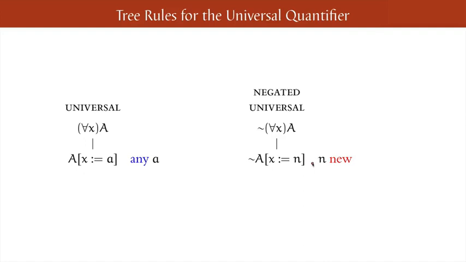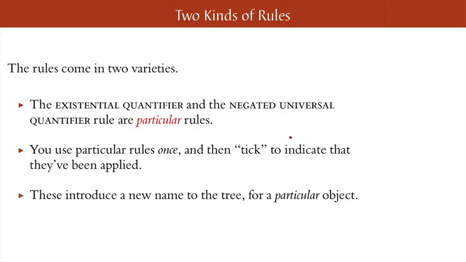Now, this is not a rule for repeated use. Once we have one instance, that's enough to make the negated universally quantified formula true. If an object N doesn't satisfy the condition A, then indeed not everything satisfies the condition. And so that exhausts the meaning that we need to extract from this formula. Now, that completes the rules.